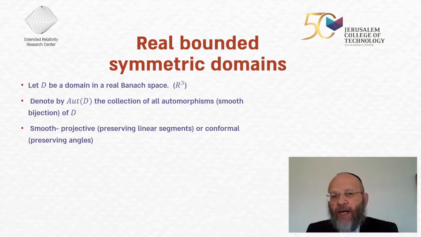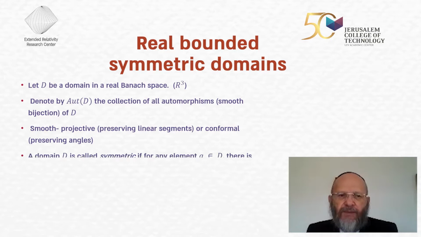So we have to give up something. Projective transformations give up on the angles, and they preserve only segments, while conformal maps keep the angles, but lose lines: a line segment is no more a line segment after the transformation.